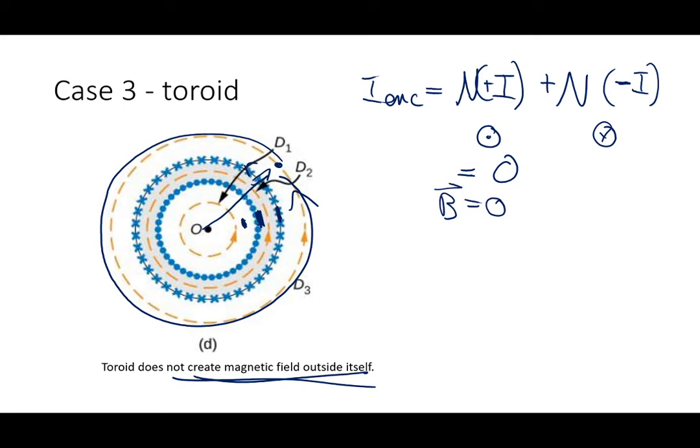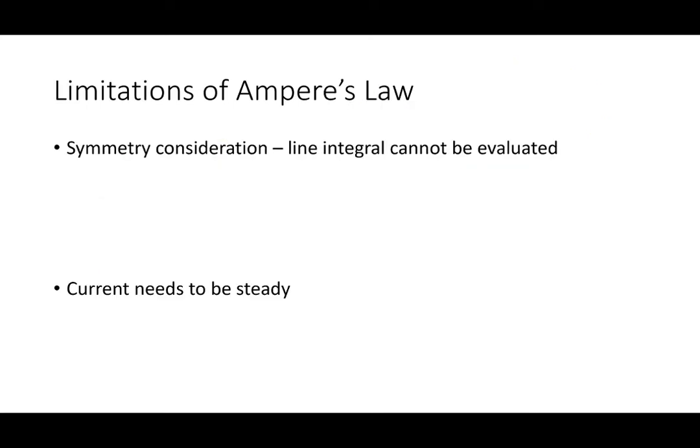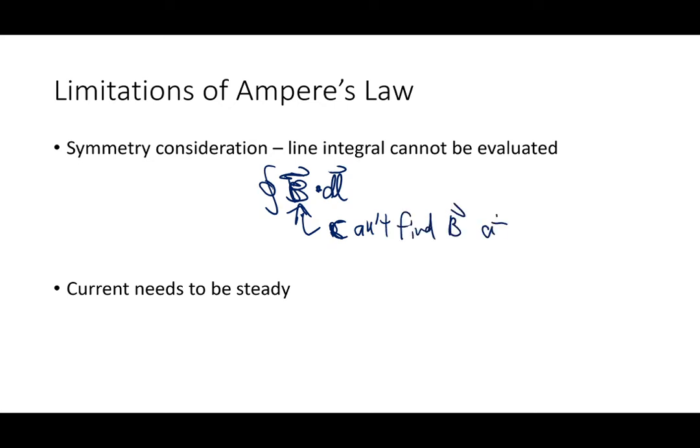So that's kind of all the cases for Ampere's law that I'd go through with you, and you kind of expect to know. That's kind of it. There are some limitations of Ampere's law. The first one being just symmetry, right? It's very similar to Gauss's law, right? If we can't make this ugly integral play nice, then we can't find the magnetic field at a specific point.